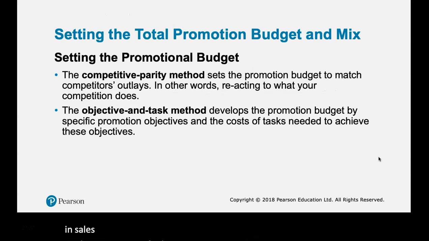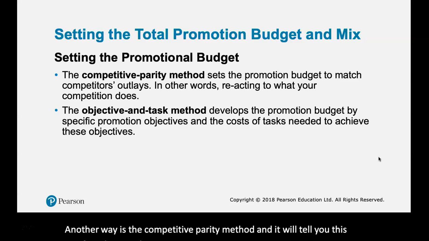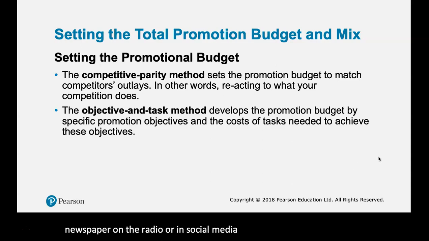Another way is the competitive parity method. And I will tell you this, just from being in business as many years as I have been, that this is probably one of the most popular ones. In other words, a lot of times companies simply react to what their competitors are doing. So if a competitor puts a television commercial on TV or in the newspaper or on the radio or in social media, their competitors are likely to follow. It just happens. That's just the way it is.